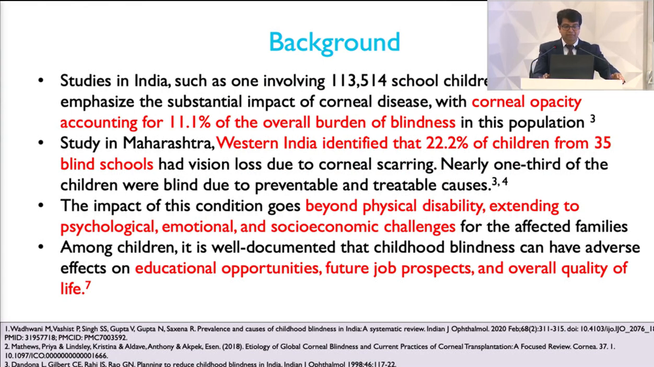We have several publications from our community ophthalmology. They have extensively screened a lot of RAP studies, and what we found is that nearly 11% of all children in blind schools had a corneal abnormality. In Western Maharashtra, they showed about 22% of all children in the blind school had a preventable corneal abnormality. It could be acquired, it could be congenital, and once a child has such a defect, it is beyond the physical disability. It may cause psychological, emotional, and socio-economic challenges.